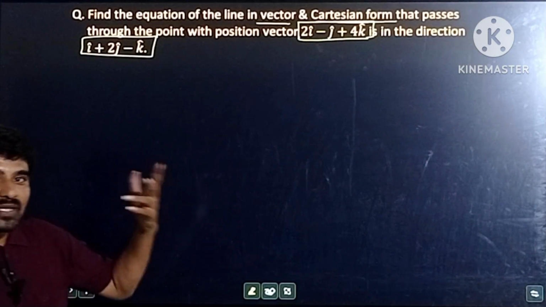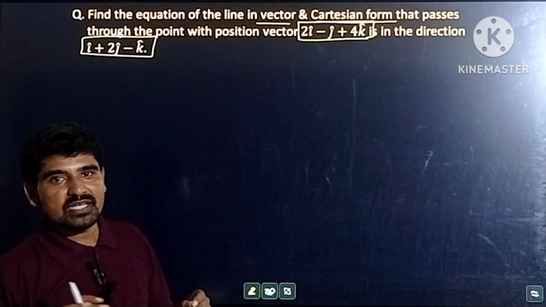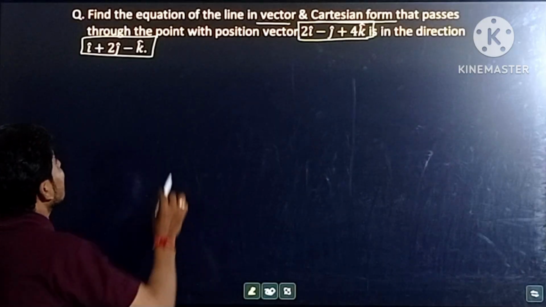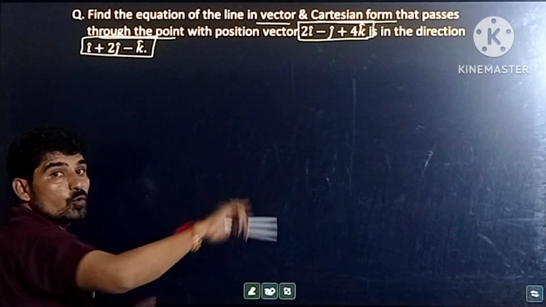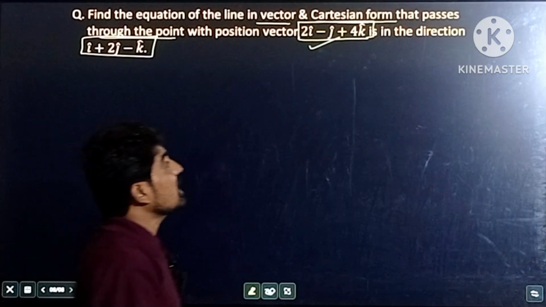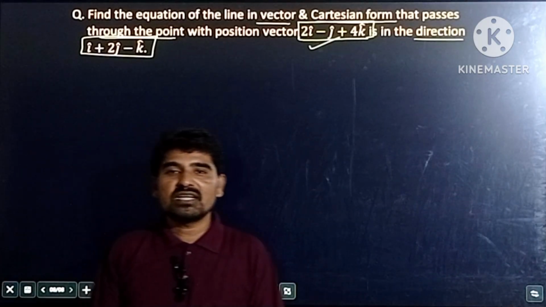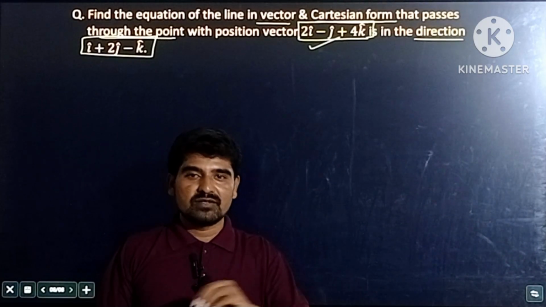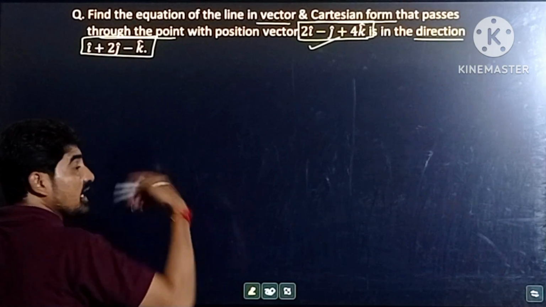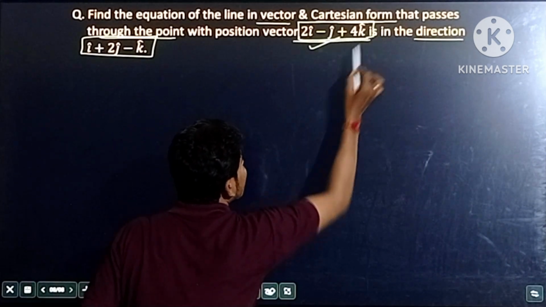So this question is also similar to the previous one, but there he gave the parallel vector and the point directly. But in this question he has given that the line passes through the point whose position vector is given here, and instead of giving the parallel vector he has given the direction vector. So direction vector is nothing but the parallel vector. So in this question the parallel vector is i plus 2j minus k, and the required line passes through the point whose position vector is given here.